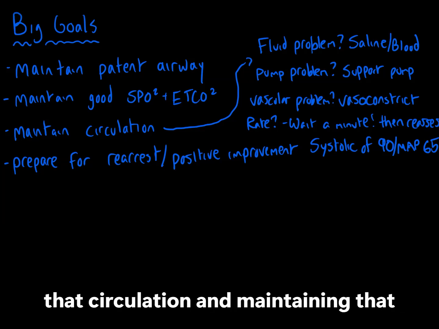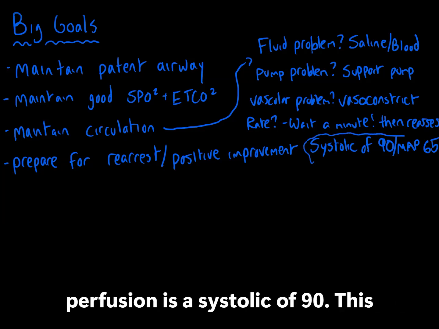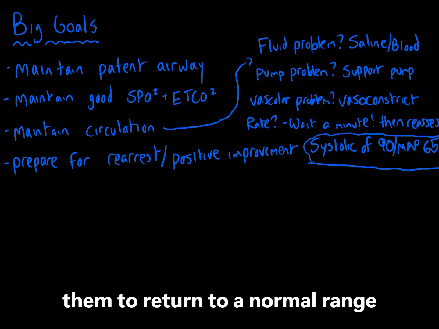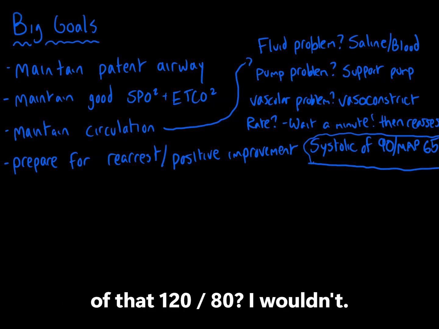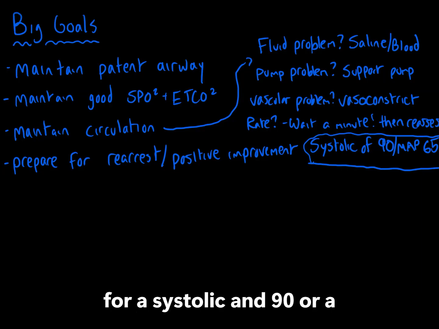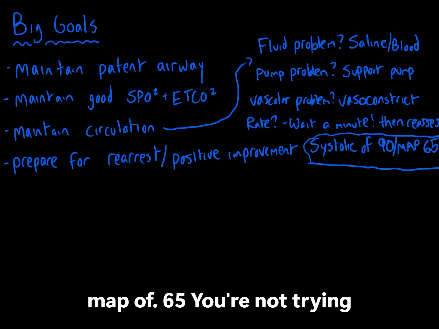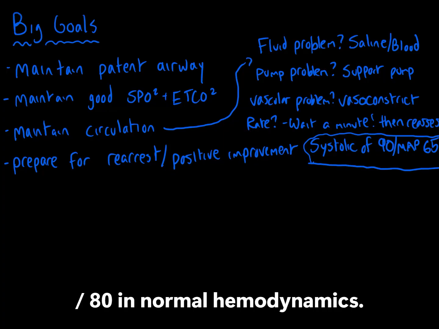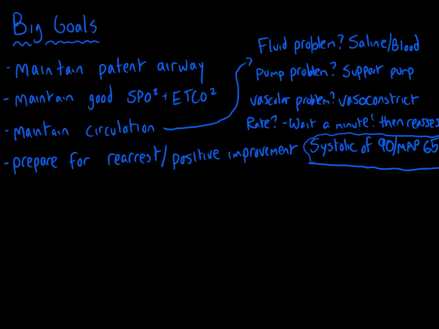Our goal with maintaining that circulation and maintaining that perfusion is a systolic of 90. This person was just dead. Do you expect them to return to a normal range of that 120 over 80? I wouldn't. So be cognizant. You're trying to go for a systolic of 90 or a MAP of 65. You're not trying to correct them to a 120 over 80 in normal hemodynamics.